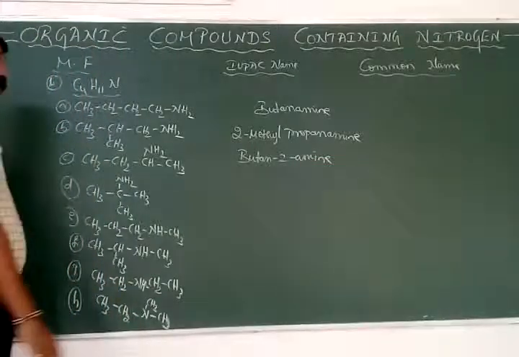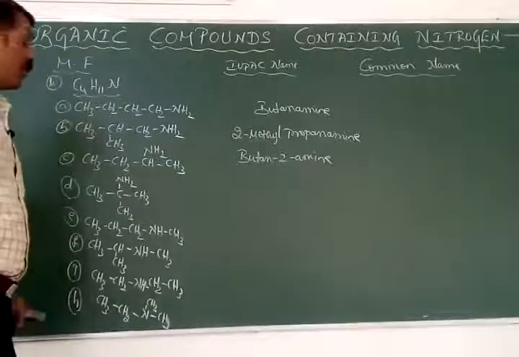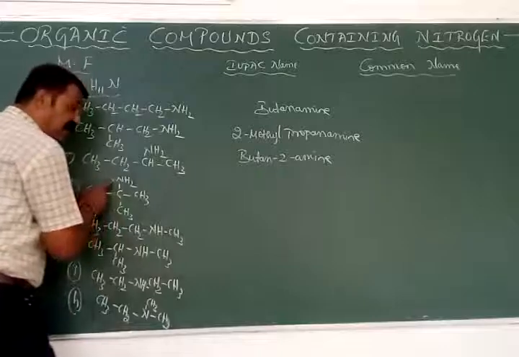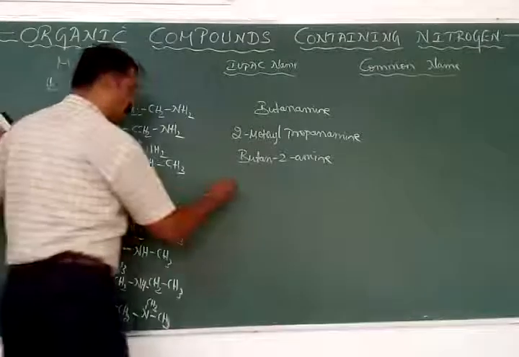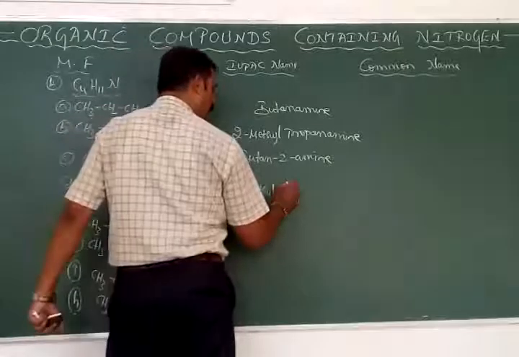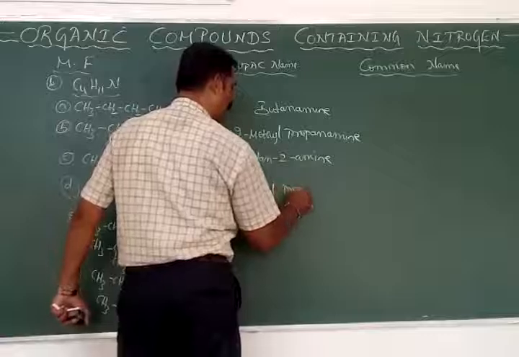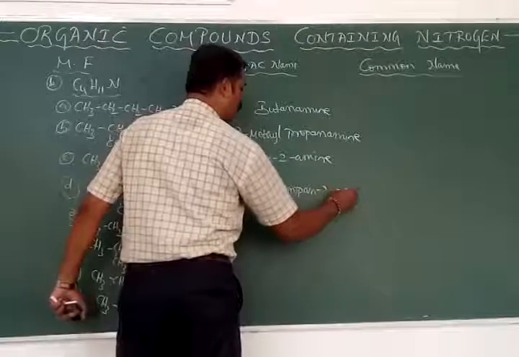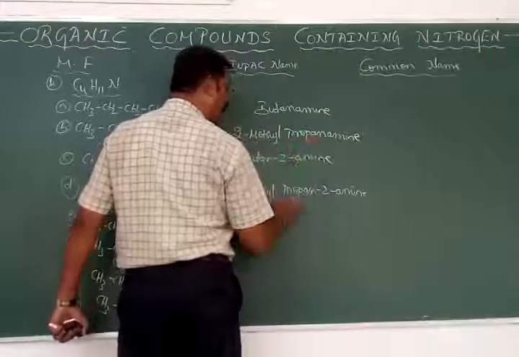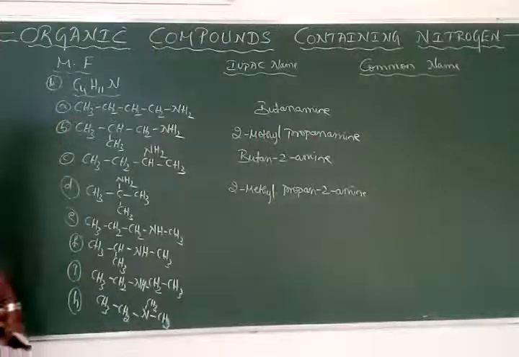Then here the root word is 1, 2, 3. Wherever we go here we have 3 carbon atoms, which means prop. Amine is at the second position. Methyl is also at the second position. Therefore it is called 2-methyl... so it is not butan, it is propan-2-amine. In this case it is 2-methyl-1-propanamine. Here it is 2-methyl-2-propanamine. 2-propanamine can be split as propan-2-amine.